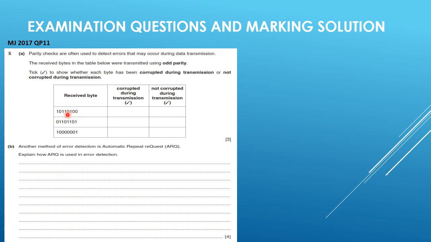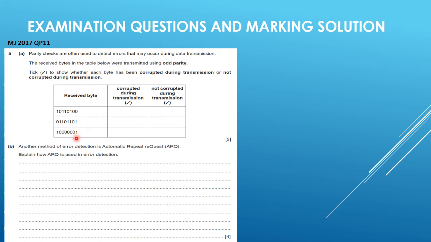For odd parity, I need to see the number of ones, and the number of ones is even. So according to the odd parity rule, this is not correct, so this byte is corrupted. Now in the next byte, there are four ones, and according to the odd parity, the parity bit needs to be 1. So it is correct and not corrupted. So I'll put a tick over here.